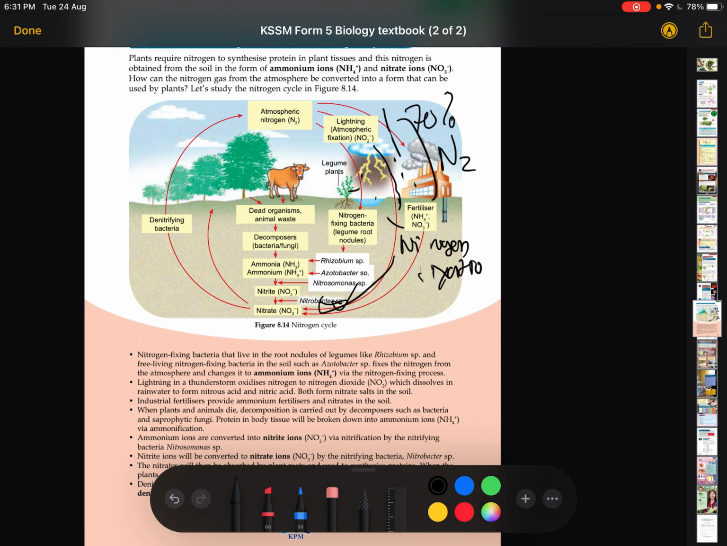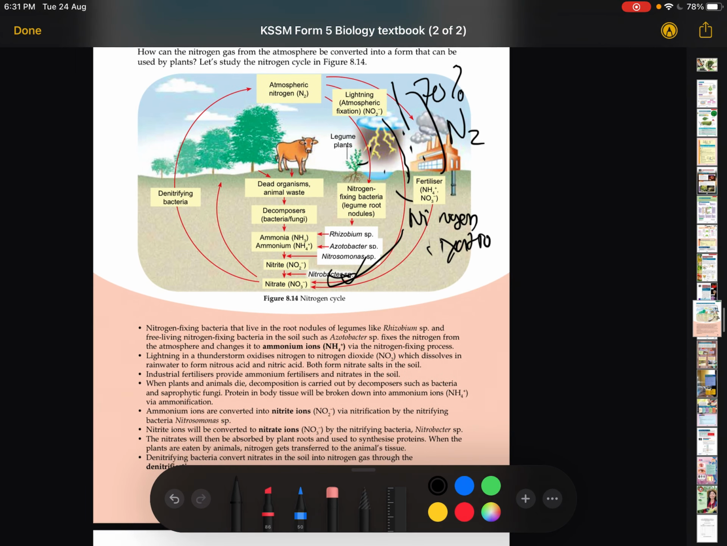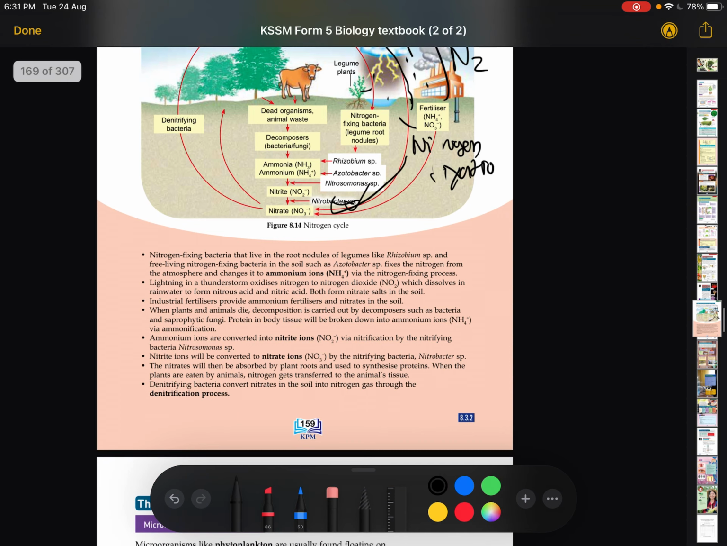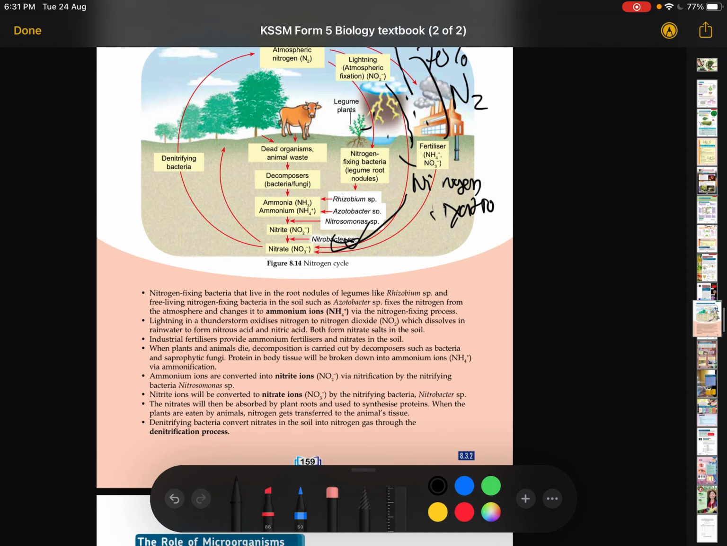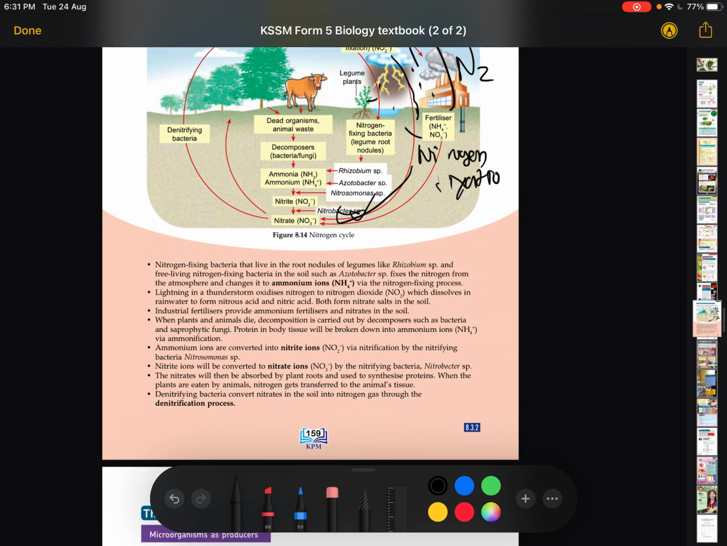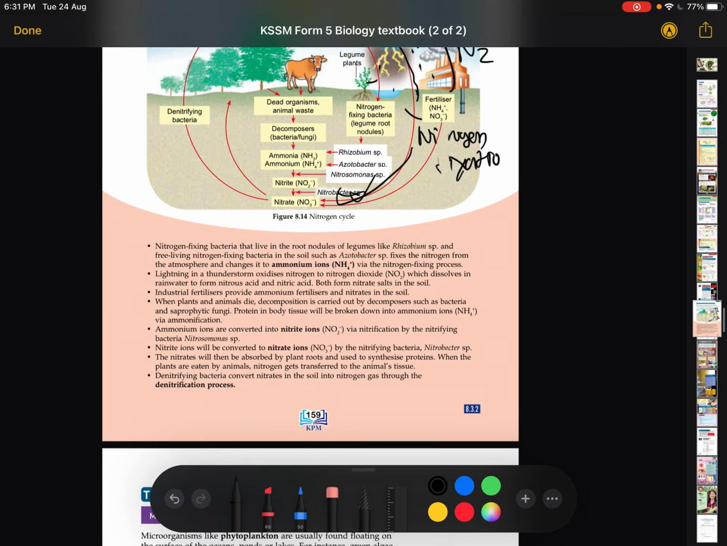Next is legume root nodules. What do the legume root nodules do? Well, they don't do anything themselves, but these legume root nodules actually contain something called rhizobium. The rhizobium basically absorb any nitrogen gas that they can find. They absorb it, and then they convert it into ammonia, and then the azotobacter converts it into ammonium.